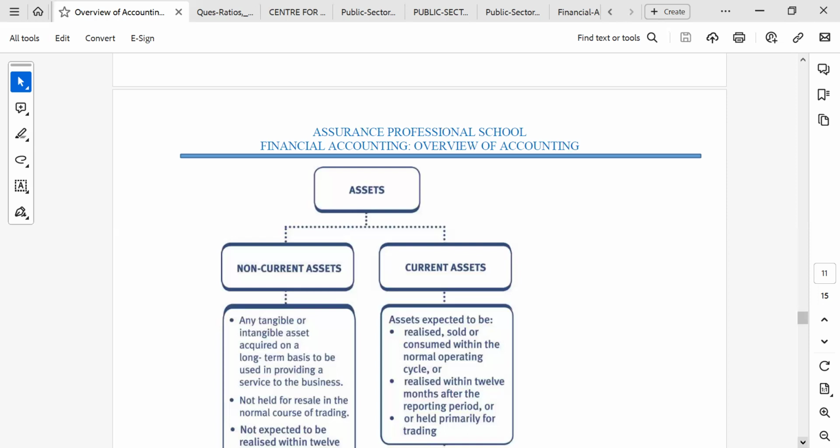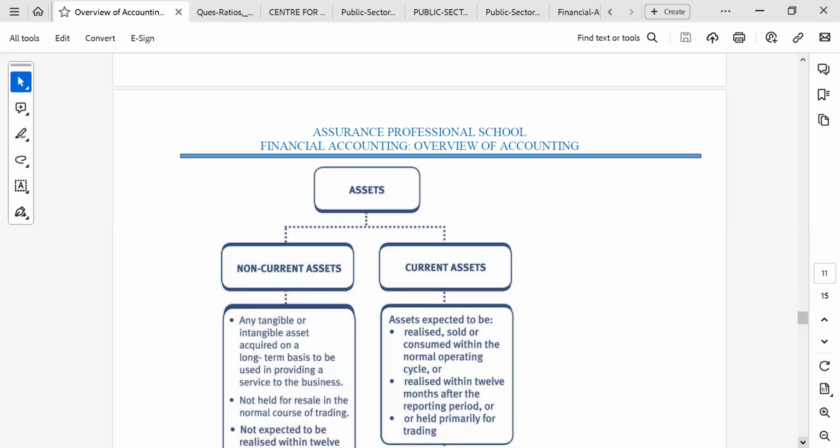So cash can be spent within a minute. So cash is also a current asset. Okay, the receivables are those who are owing the company. You can't give a credit period to someone who is owing you more than a year.